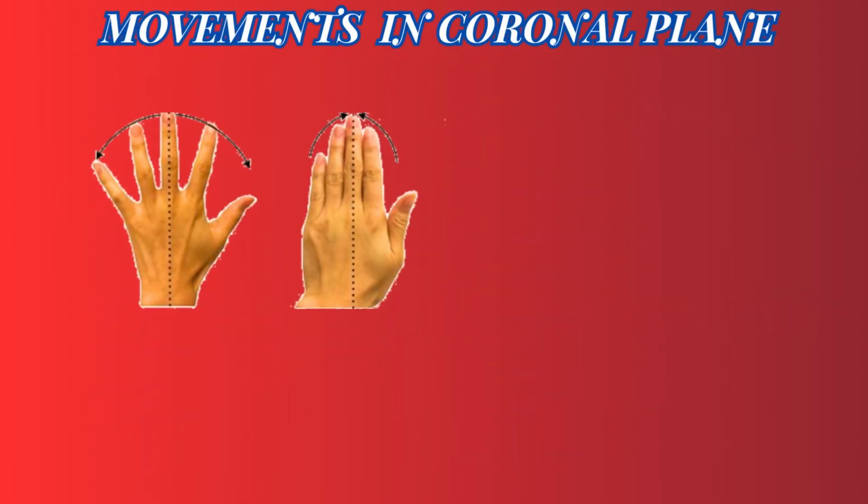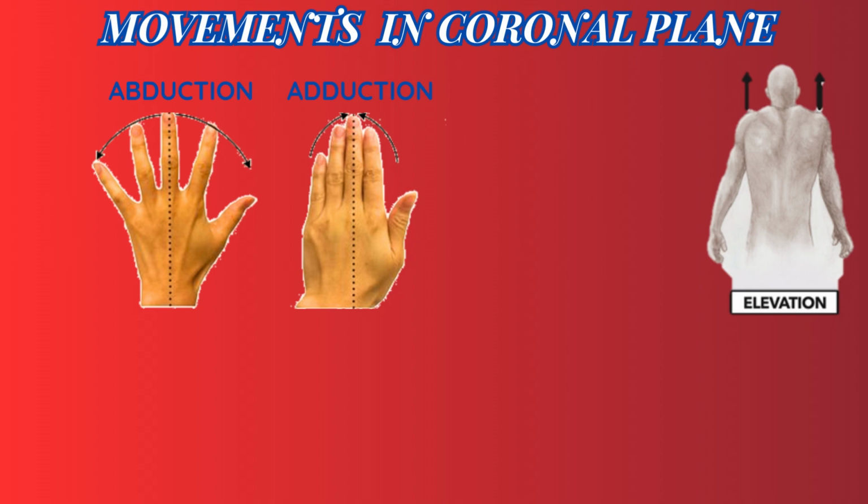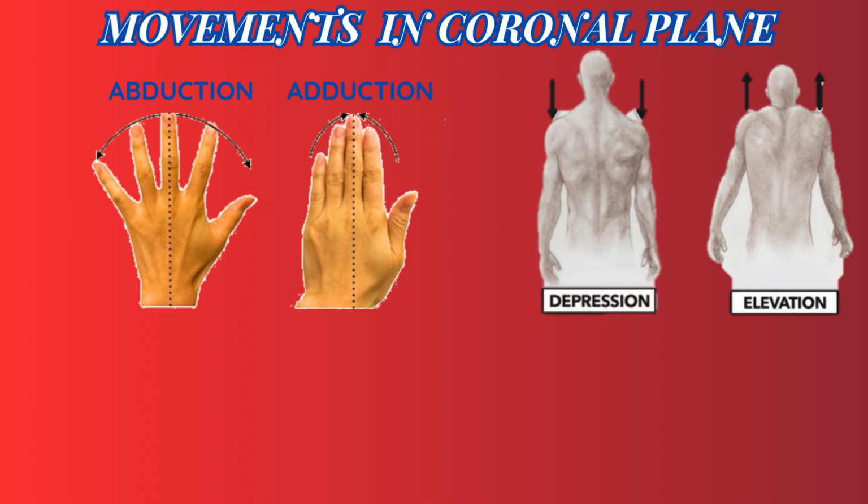Movements that occur in the coronal, frontal, plane are lateral or side to side. These include abduction, moving your limbs laterally, away from the midline of the body. Adduction, moving your limbs medially, toward the midline of the body. Elevation, moving towards the superior position. Depression, moving towards the inferior position.